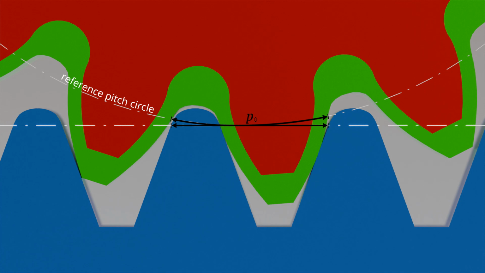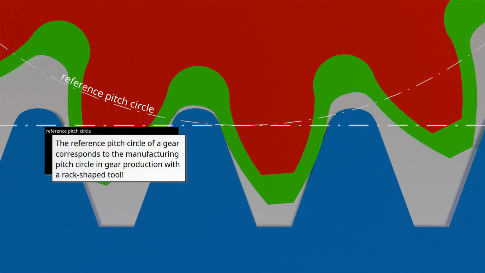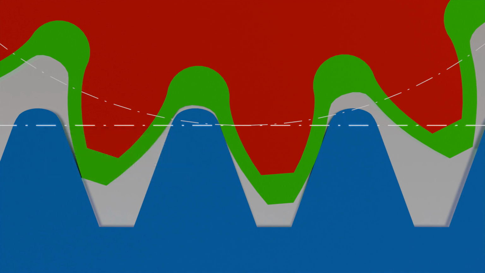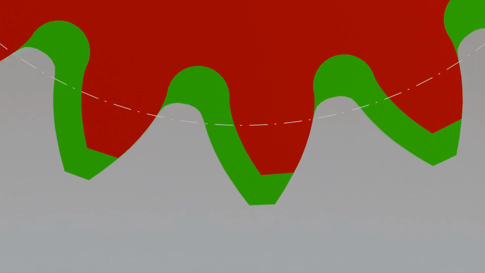Both conventional and profile shifted gears therefore all have the same reference pitch circles or circular pitches, provided they are all manufactured with the same rack-shaped tool. The reference pitch circle as a manufacturing pitch circle is therefore a fixed, unchangeable parameter of a gear that is determined solely by the rack-shaped manufacturing tool. So note, the reference pitch circle of a gear corresponds to the manufacturing pitch circle in gear production with a rack-shaped tool. Although it is not obvious at first glance, the tooth profile in both cases is an involute with the same base circle. This becomes clear when the two teeth are positioned on top of each other.